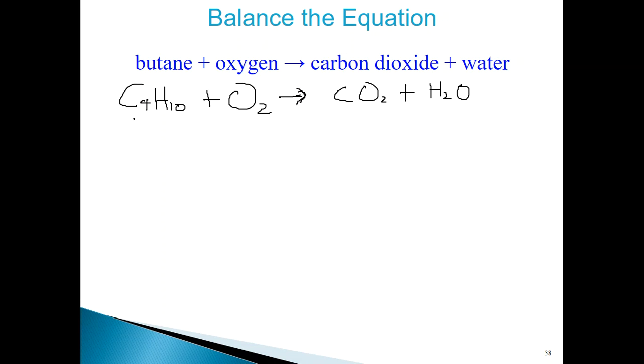So first thing I notice, we have 4 carbons here. We have only 1 here, so I would put a 4 in front of the CO2. We have 10 hydrogens here. We have 2 here, so I put a 5 in front of the H2O. And then as far as the oxygen is concerned, I notice that we have 2 here. Here we have 4 2s, 8, plus 5, 13.